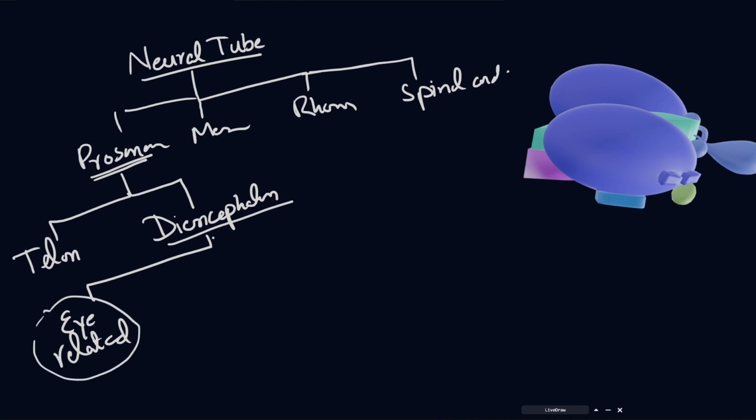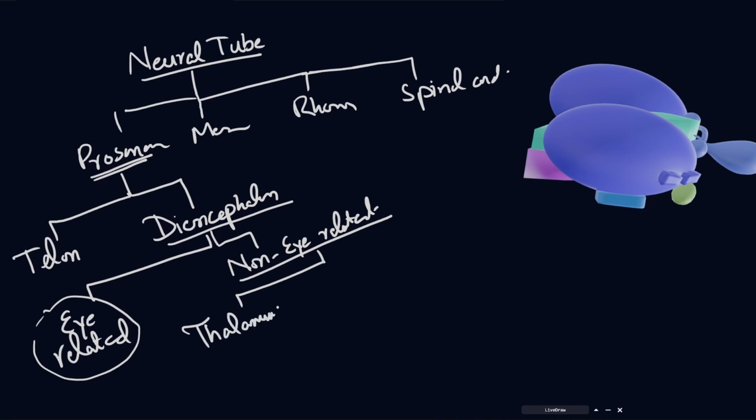Then the diencephalon is divided into non-eye related structures. And then what are non-eye related? This we can divide into the big one, thalamus. It is, by the way, also called dorsal thalamus. Some people also call it dorsal thalamus. I don't know why, to be honest. Then we have what is this? Epithalamus, right? Epithalamus. Then we have hypothalamus.